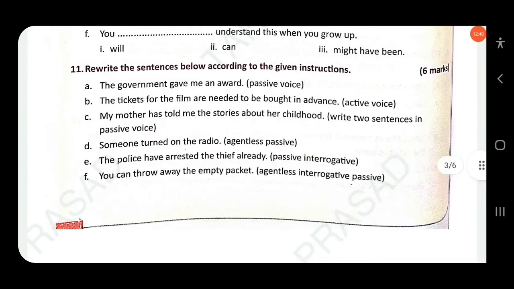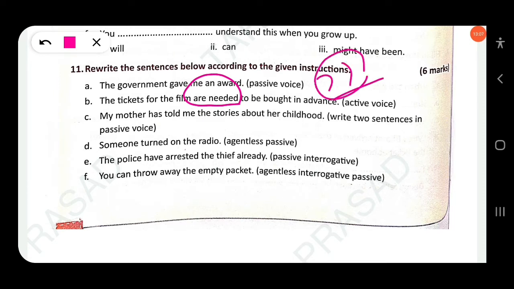The tickets for the film are needed to be bought in advance. You have to change it into active voice. First you have to identify the tense. "Are needed" means this is simple present. This is agentless, so as you find here, the action is done by whom? The sentence starts with the object, and this is an agentless passive.